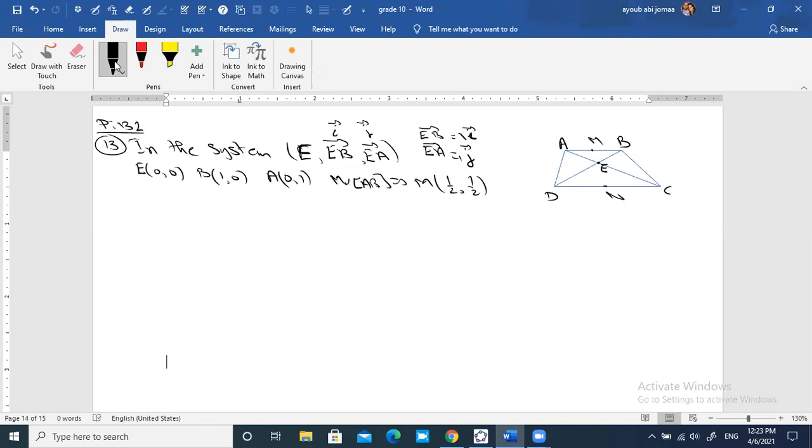How to find the coordinates of D and C? Once you find the coordinates of D and C, then you can simply find the coordinates of point N, because N is the midpoint of DC. We take another... Sorry? Repeat, please. I said D is (K, 0) and C is (0, K). What is K?